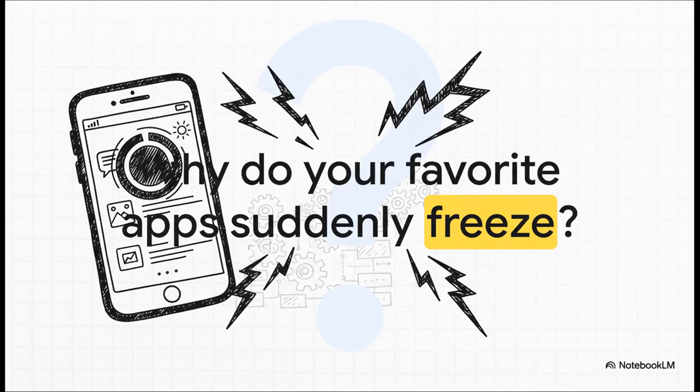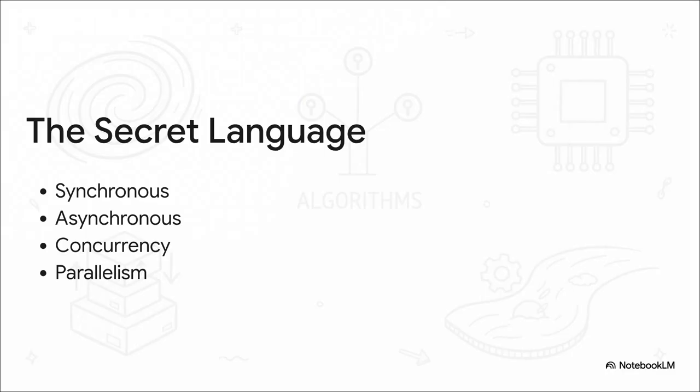You're right in the middle of something, typing a message, scrolling your feed, and boom, the app just freezes. You get that dreaded spinning wheel of doom. What is actually happening under the hood? Well, the answer lies in these four terms: synchronous, asynchronous, concurrency, and parallelism. Now, these are some of the most misunderstood concepts in technology, but they explain everything. So let's dive in and uncover the four surprising truths about how software really works.